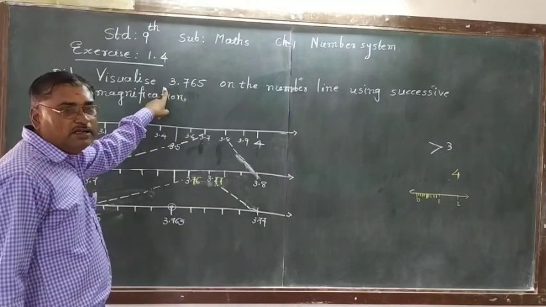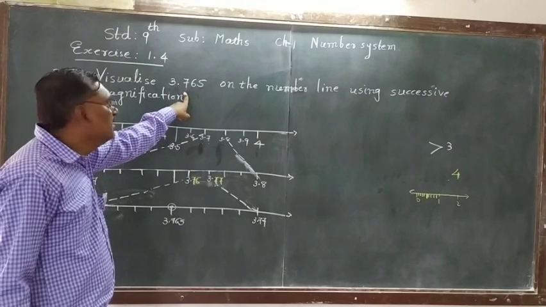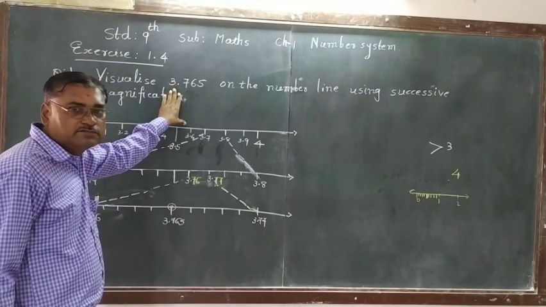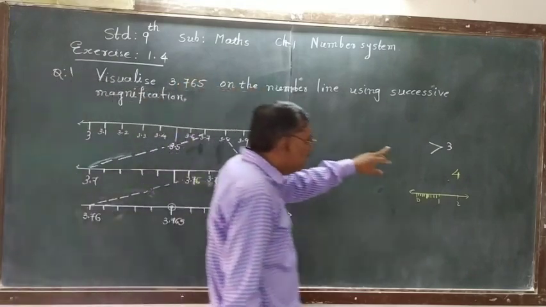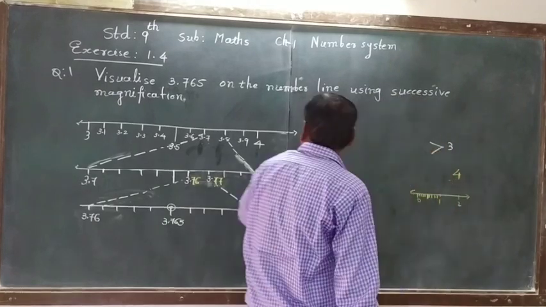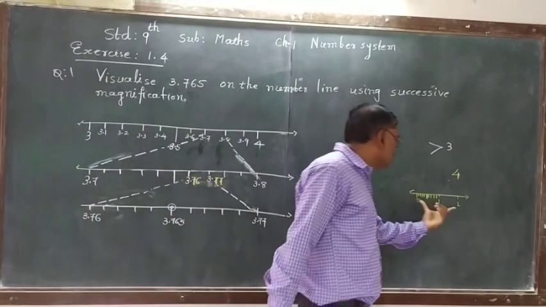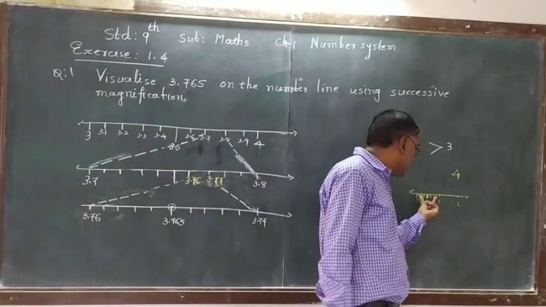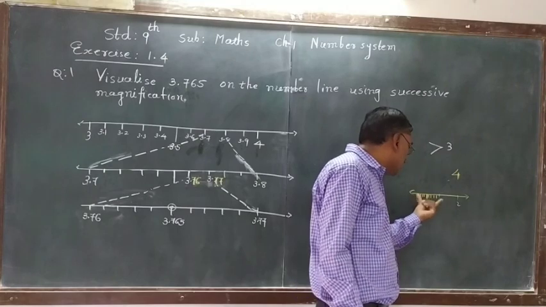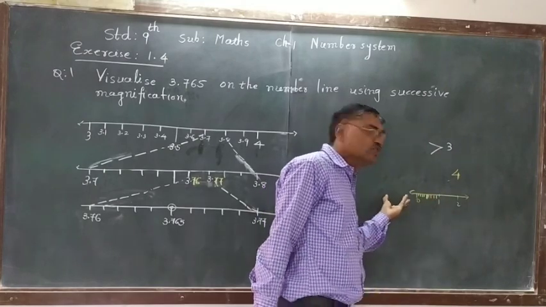Our given number is 3.765. It is more than 3, so it is greater than 3, and the next number is 4. We know that between any two successive numbers there are 10 decimals. According to this rule, we know that in our scale it is also.